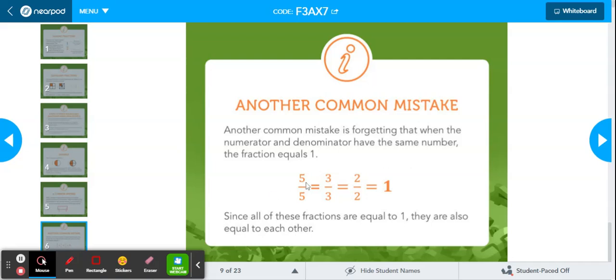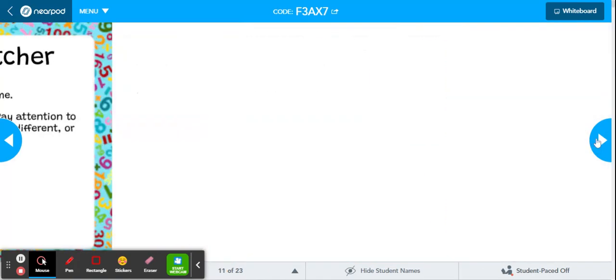Oops, sorry, I scrolled away. We want to make sure that anything over itself, 5 over 5, 3 over 3, 2 over 2, 105 over 105, they are equal to 1 because they are all the parts in that model. So if we have all the parts shaded in, we have a whole number, no matter what those numbers are. All right, so go through and enjoy this.